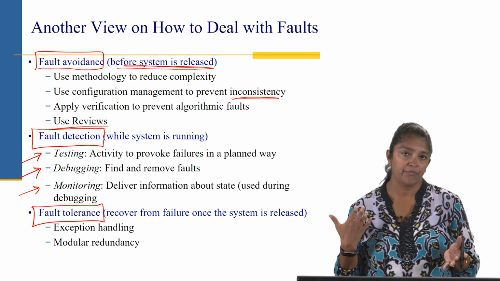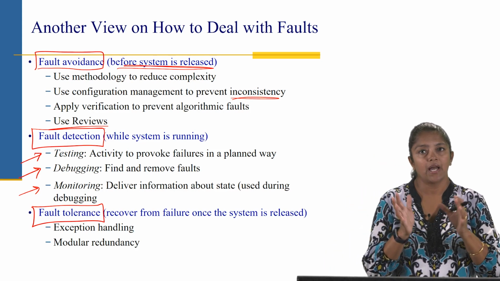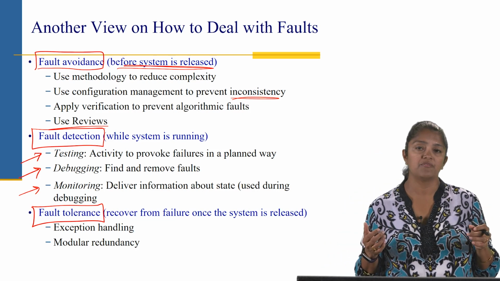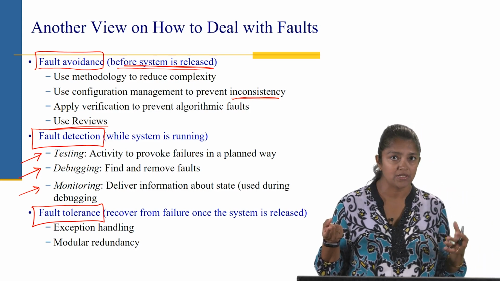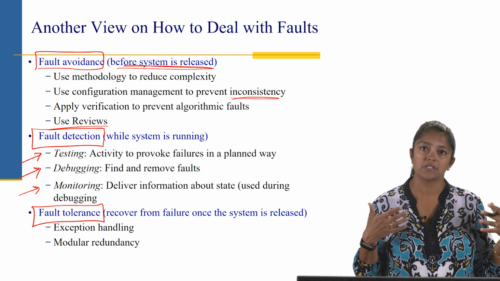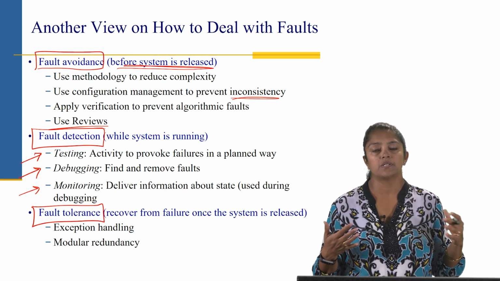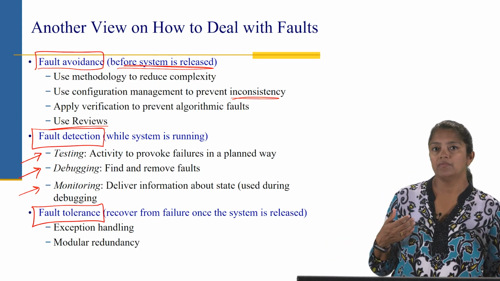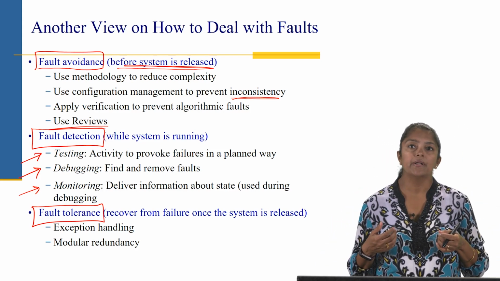So basically at a high level, these are the three ways to deal with faults, and they happen at different phases in the life cycle of software development. Fault avoidance, that happens while the system is being built, the system is not released yet. Fault detection is once the system has been built and it's up and running. And then fault tolerance is once a system has been released and a failure has occurred. Now how can we handle or recover from the failures that have occurred?